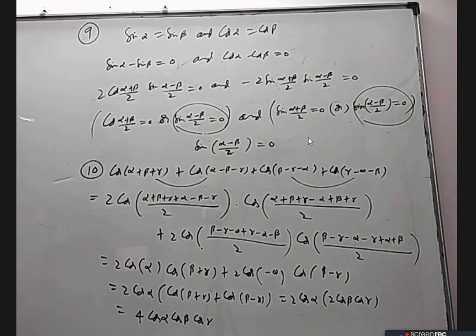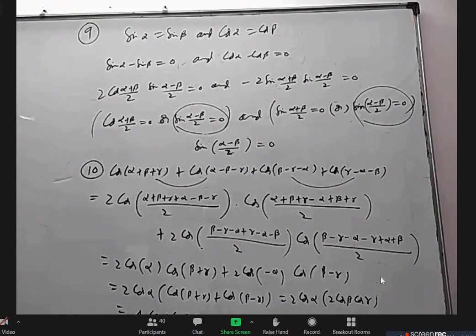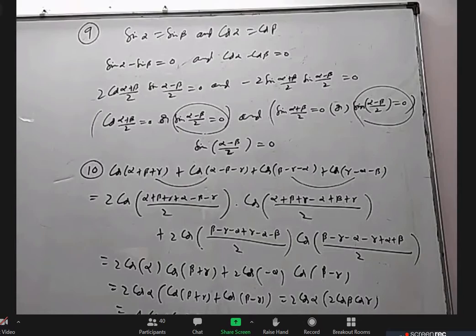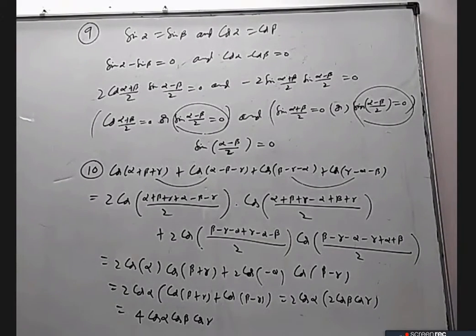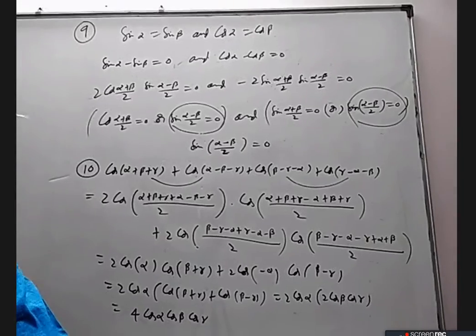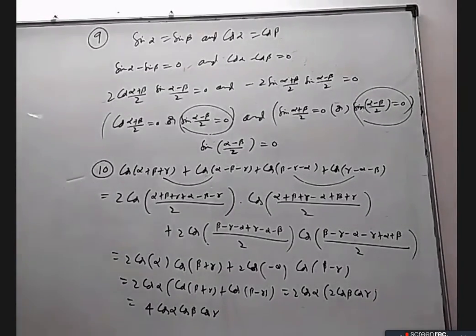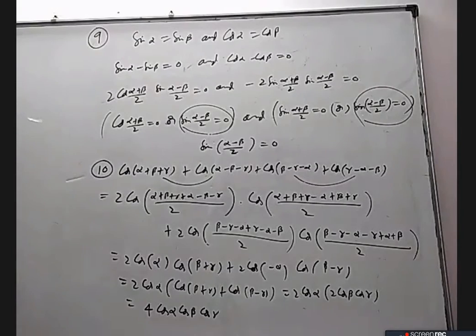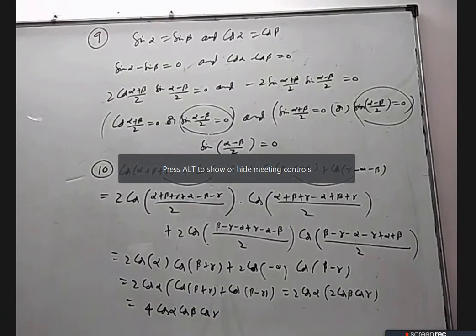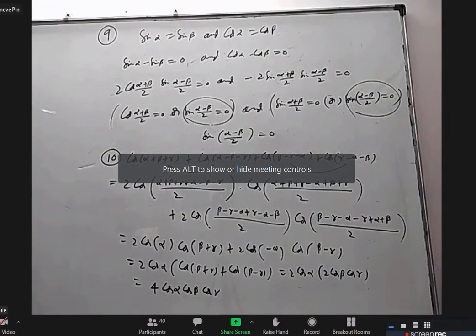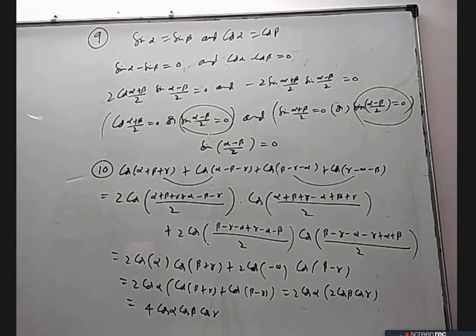Sir, I'm not able to see the last line of the 10th question. Is it because you have not kept it full screen on your desktop? Sir, the toolbar is blocking. Is it your own toolbar? Sir, we should press Alt. Zoom toolbar will disappear if you press Alt. Just press Alt, it comes, and if you press Alt again, it goes. Okay, thank you, sir.